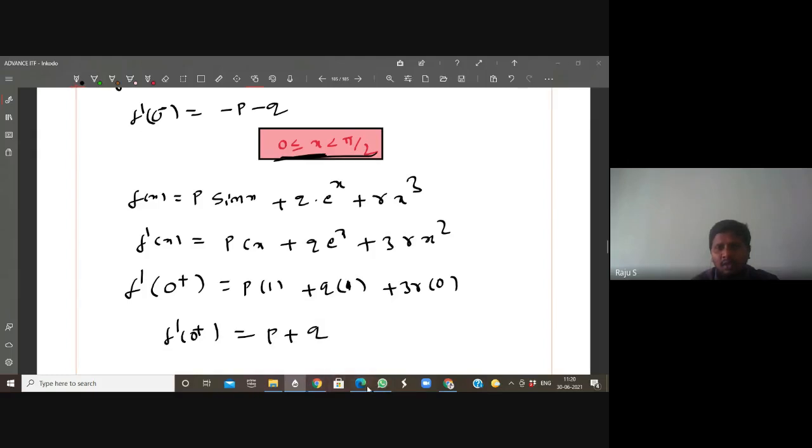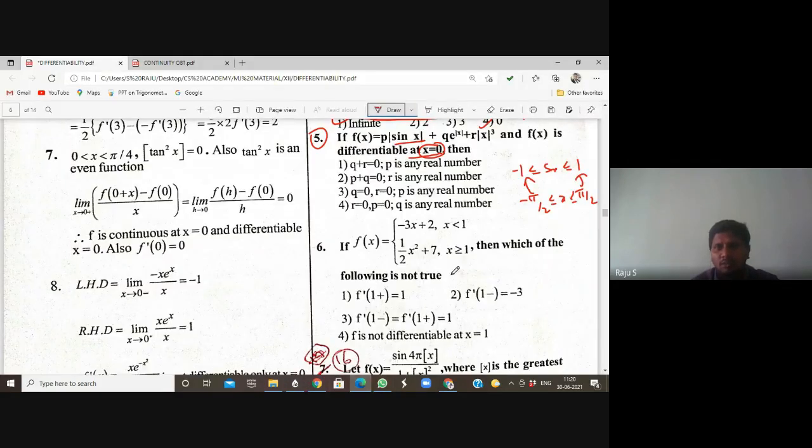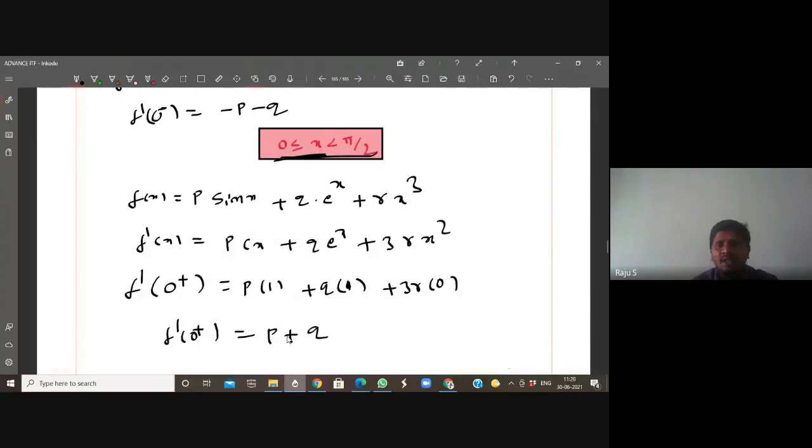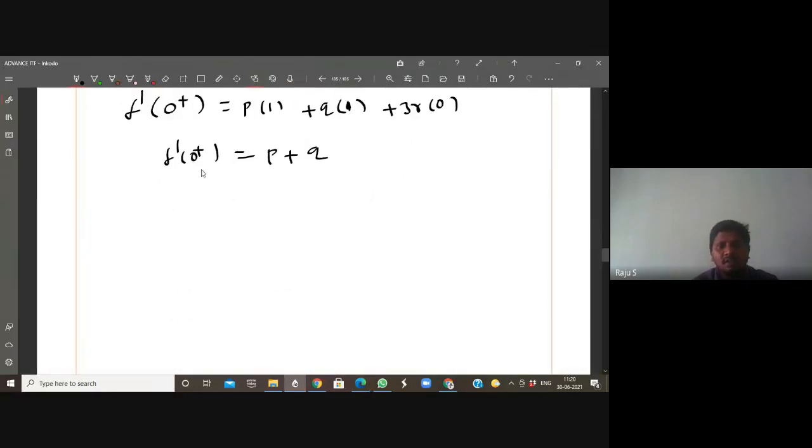Now clearly in the question they mention the given function is differentiable at 0. Whenever it is differentiable, shall I take left hand derivative equal to right hand derivative? Yes, we can take. So left hand derivative is equal to right hand derivative.